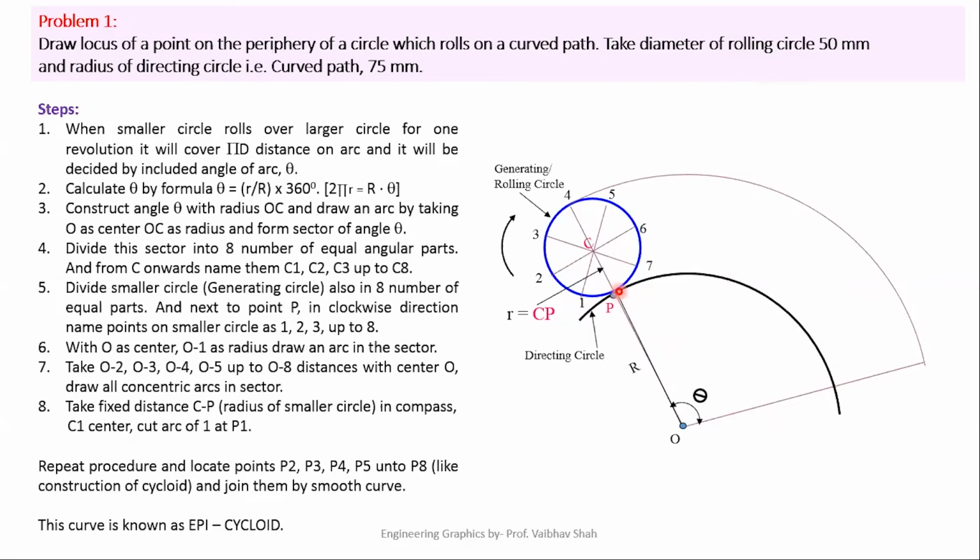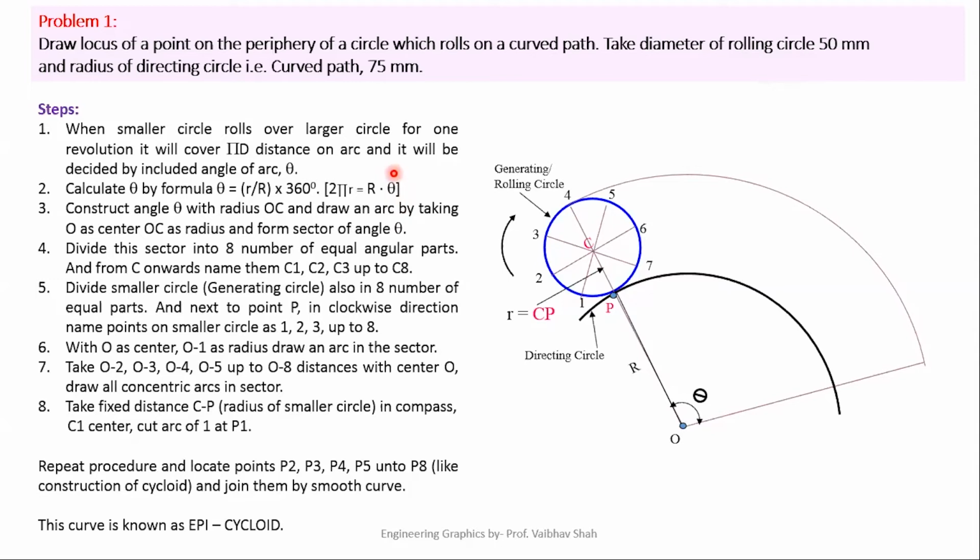We know that if we want to measure the distance of this curved path, we can use the formula R into theta, which will define the length of this circular path. So once again, the distance traveled by point P on the small circle, or rolling circle, is exactly equal to the distance traveled by the rolling circle on the curved path, which is R theta. Now we want to find theta, so let us find it.